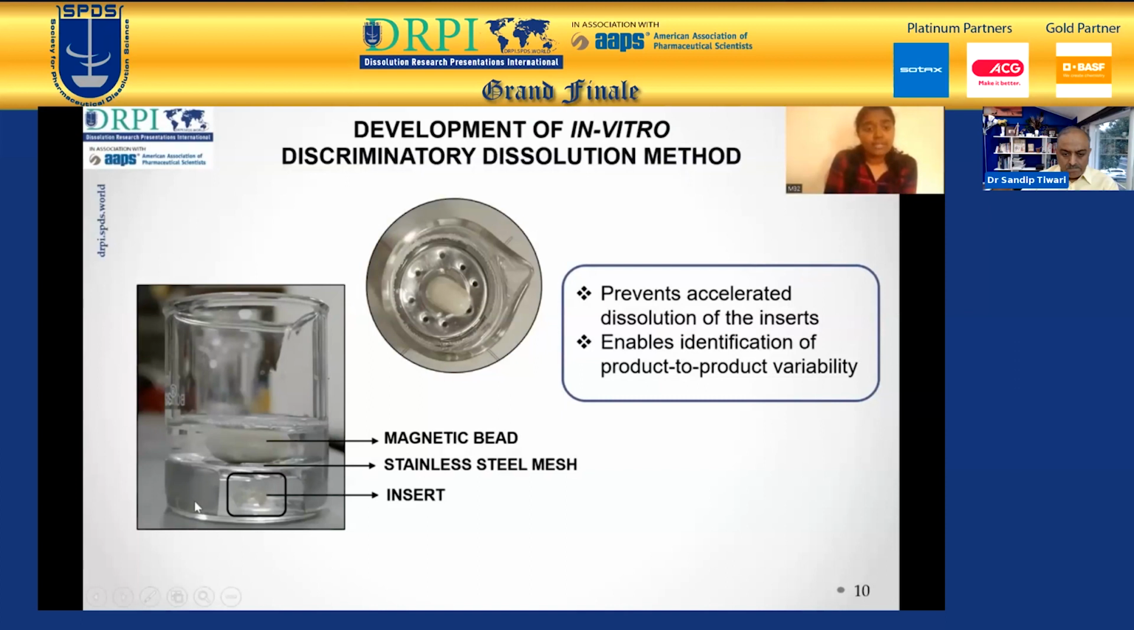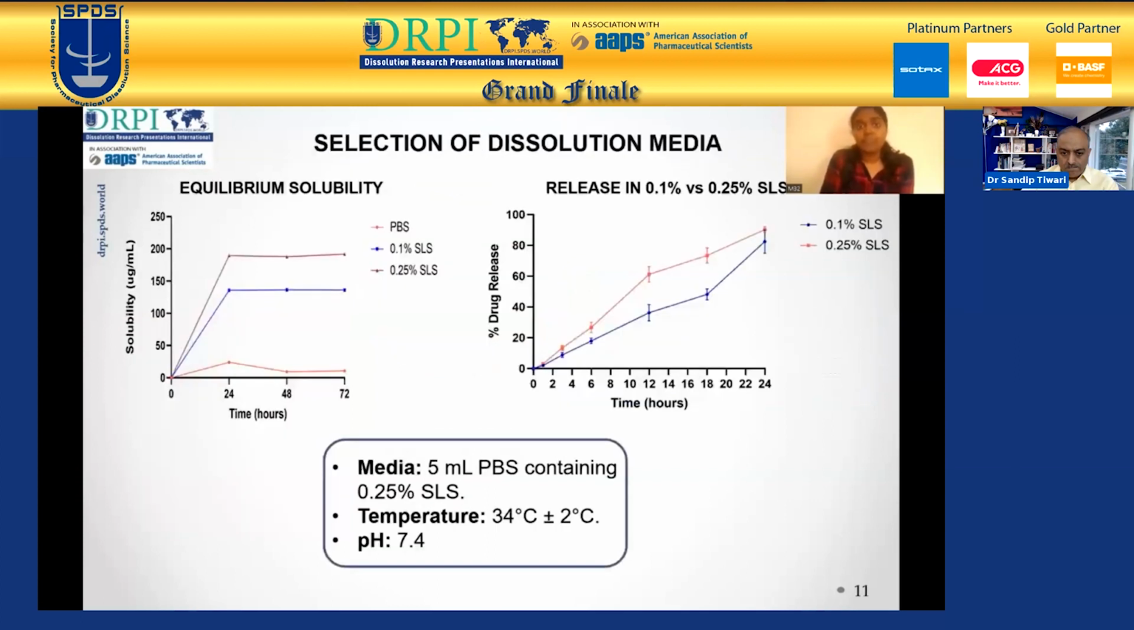However, when we developed the mesh with certain perforations and spaces, we were able to find that efficient circulation of the media was obtained, and this method was also able to discriminate the dissolution profile of various molecular weights of the polymer, hence enabling us to achieve the identification of product to product variability.